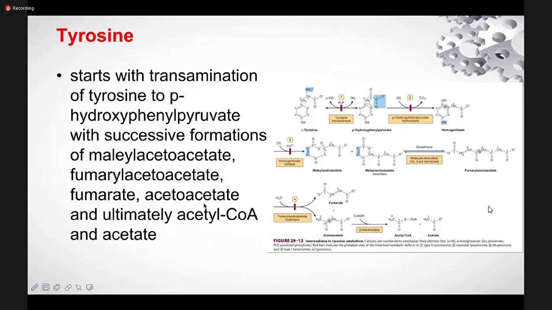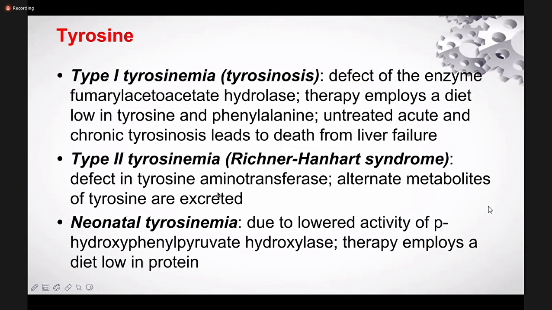So, we have the type 1 tyrosinemia or tyrosinosis. There is a defect of the enzyme fumaryl acetoacetate hydrolase. Therapy employs a diet low in tyrosine and phenylalanine. Untreated acute and chronic tyrosinosis can lead to death from liver failure.